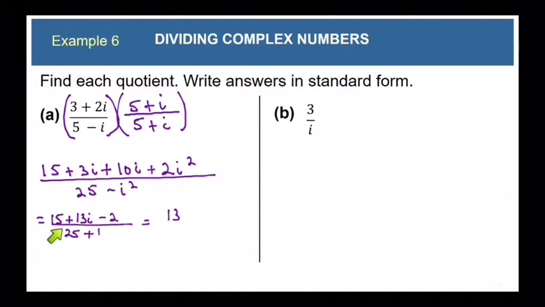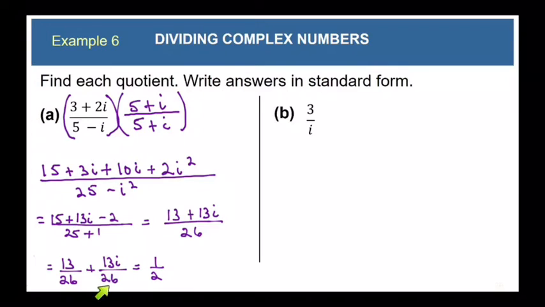And now combining like terms, 15 minus 2 is 13. And then plus 13i, and in the denominator, 26. Okay, the division is now done, and all that's left is for us to write this in standard form. So we'll need to split it into 2 parts. Each part will have a denominator of 26, and then we reduce each part. 13 over 26 reduces to 1/2, and 13i over 26 reduces to 1/2 i. Okay, so that's that one.